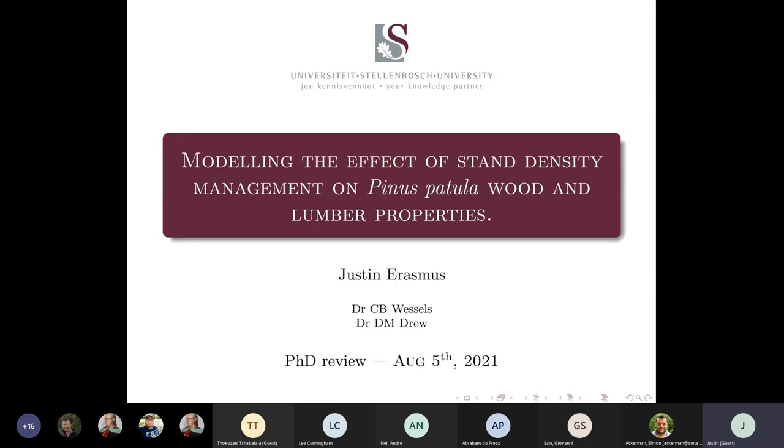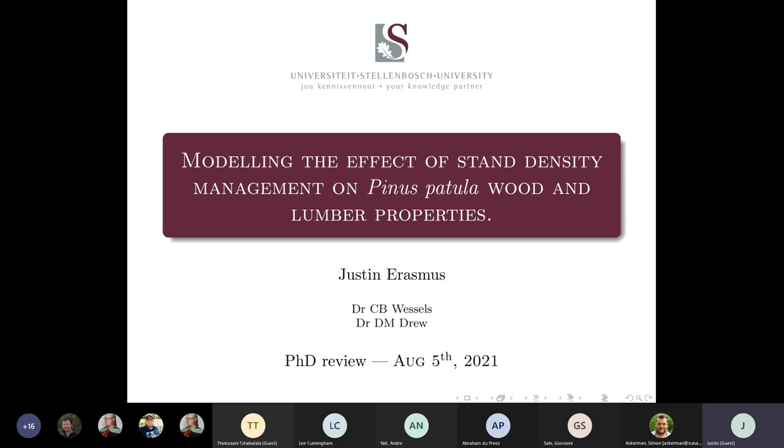As Simon gave an introduction, I'll just be taking an extract, a little snippet from my studies, just dealing with the relevant topics. So I changed the title slightly to modeling the effect of stand density management on pine sawlog wood and lumber properties, and how this will then be used to follow up a future study.